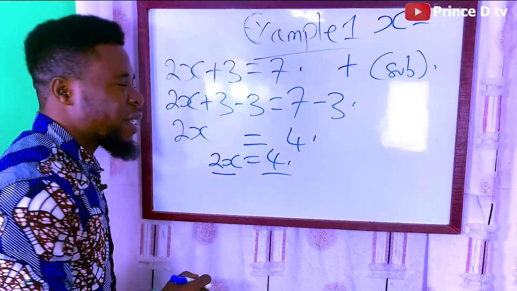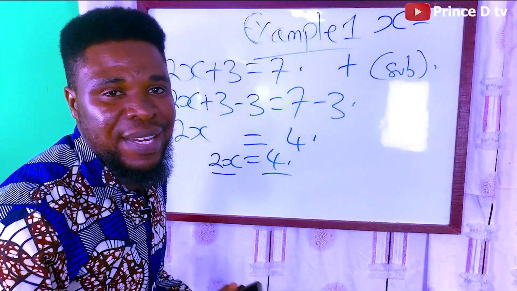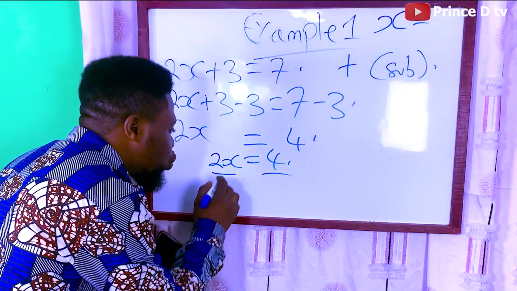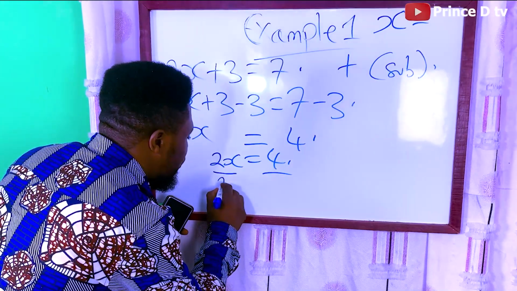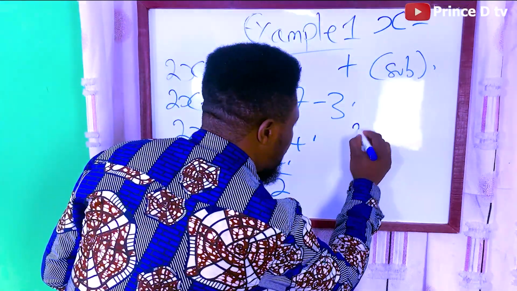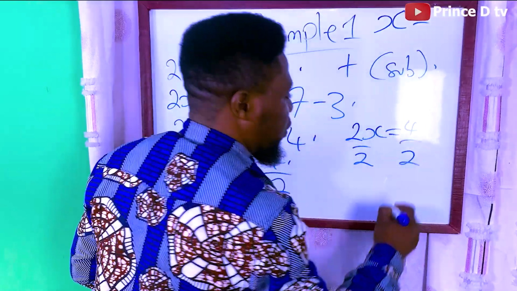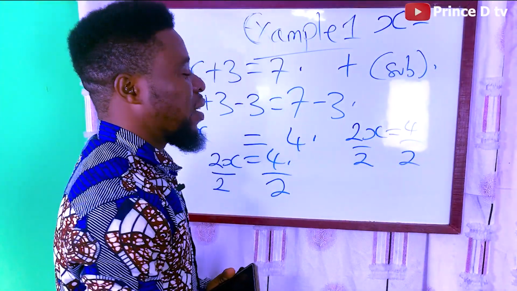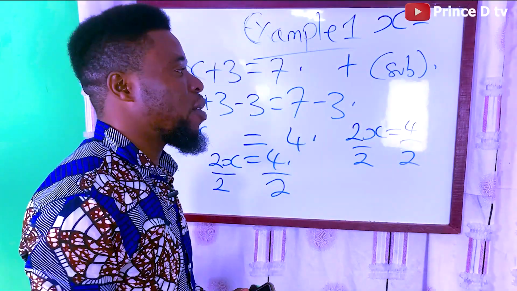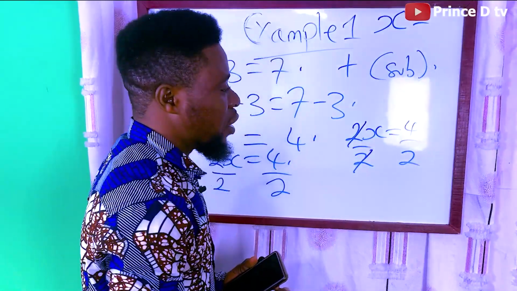Remember 2x, so we divide all through both sides by the constant that is being multiplied to our variable. Our constant is 2 that is being multiplied, so we divide all through by the 2. When we divide 2x equal 4 all through by the 2, what do you notice? Remember, our goal is to isolate x on one side of the equation. This 2 can cancel with this 2 and x is left alone.